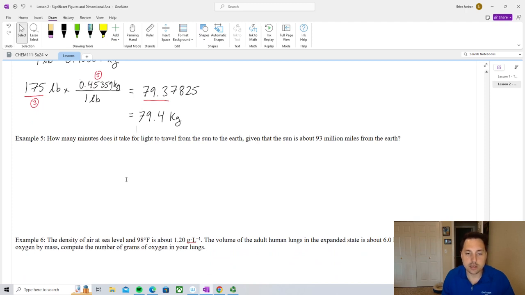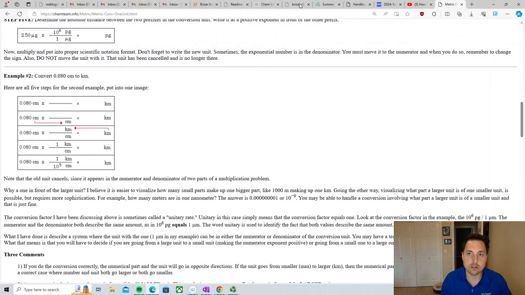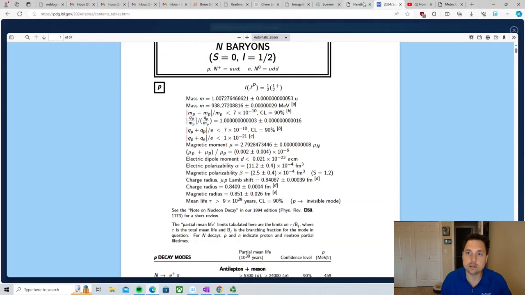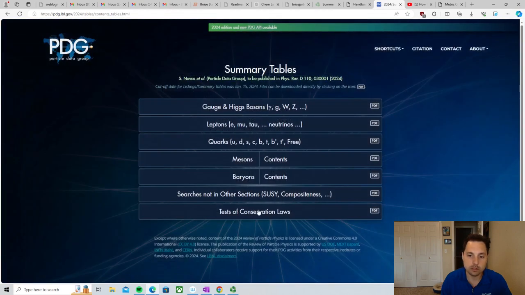How many minutes does it take for light to travel from the sun to the earth, given that the sun is about 93 million miles from the earth? Now, this problem can be pretty difficult if you don't know what the speed of light is. So let's find what the speed of light is. I don't think I've given it to us yet, so we might need to find a reference. Let's find... let's see.